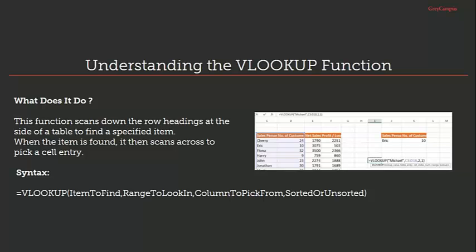So if it is vertical, then we will be using VLOOKUP. If it is horizontal, meaning the data is increasing on the right hand side, then we will be talking about HLOOKUP. Both of them, the parameters and the syntax, are almost similar. One uses a vertical approach, another uses a horizontal approach. So VLOOKUP.